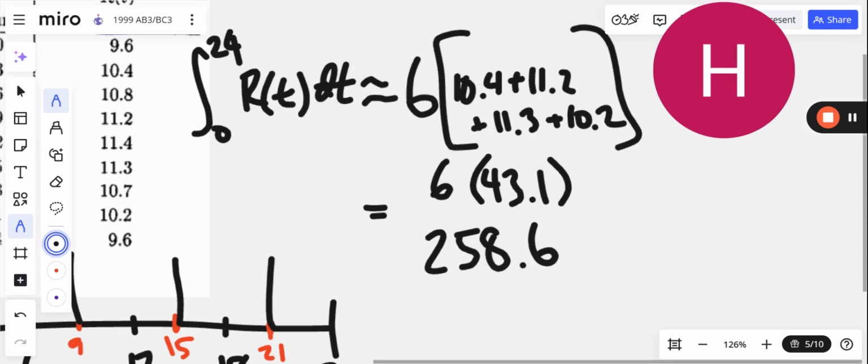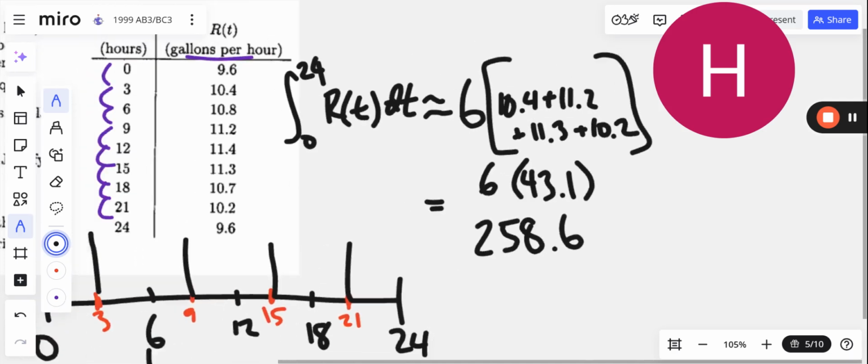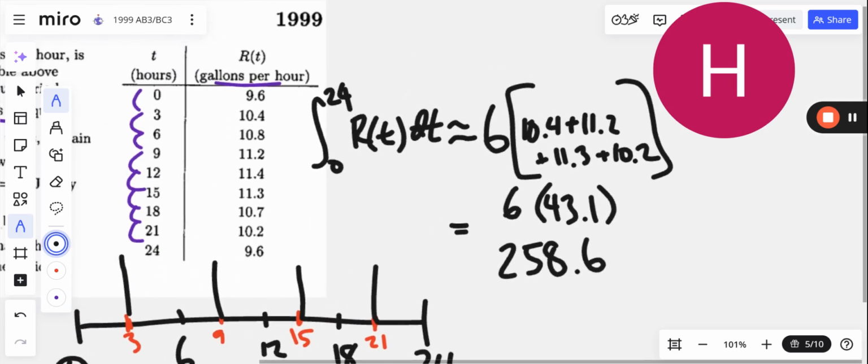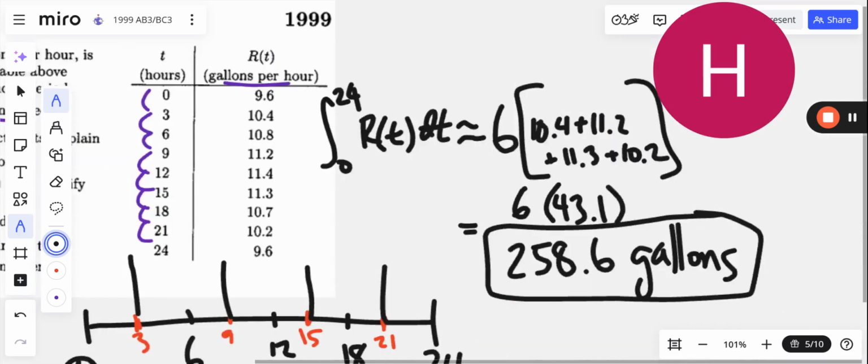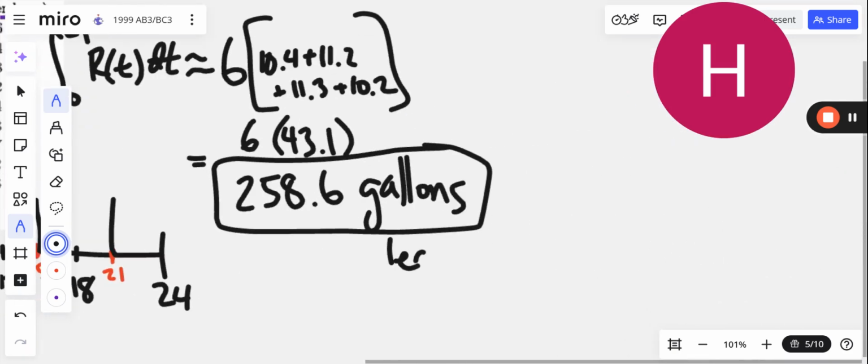This is 258.6. Now, this is adding up all of the gallons per hour. So if we add them all up, we're getting gallons. So that's how many gallons have leaked. Someone needs to fix the leak. That's for sure.